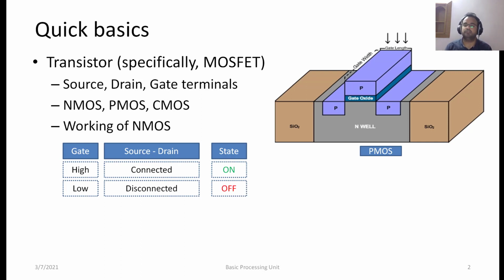This is for NMOS, and for PMOS it's exactly the opposite. What does that mean? When we give a high voltage to the gate, the source and drain will be disconnected and that particular transistor is said to be in the off state. And when we give a low voltage to the gate of PMOS, the source and drain are connected and it's said to be in the on state, right?